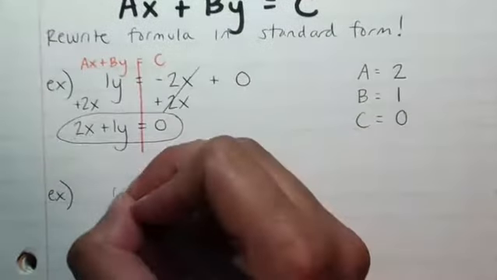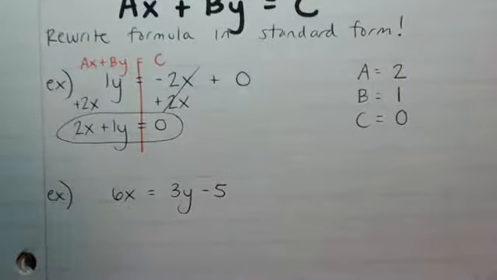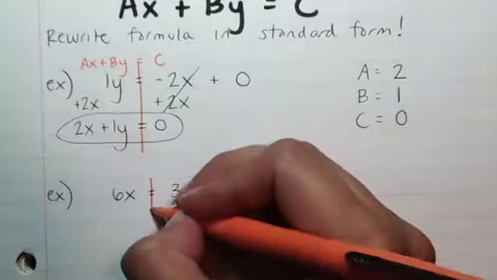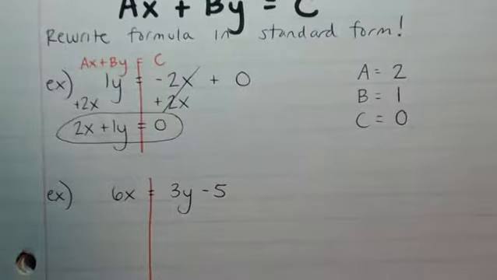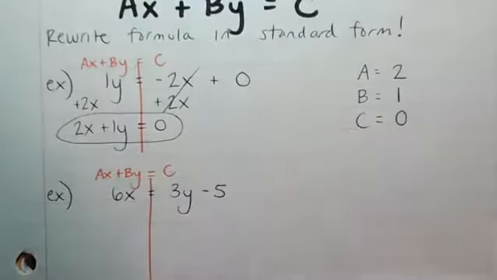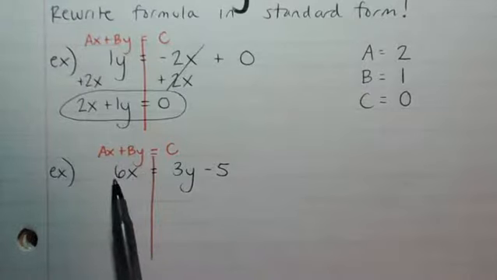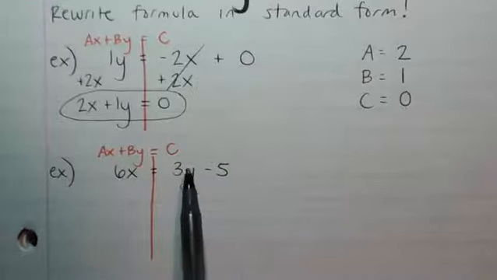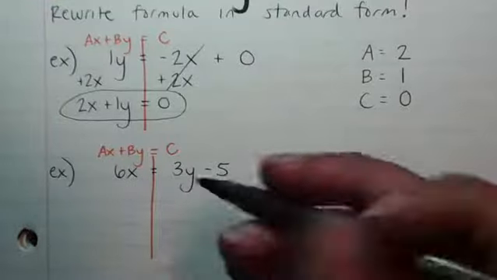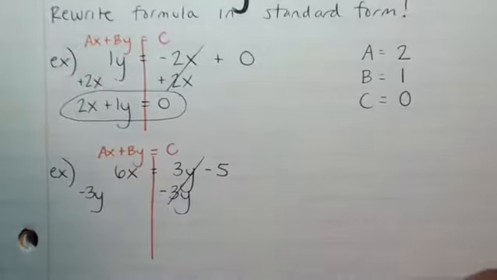Try this one. Let's do 6x is equal to 3y minus 5. Okay, we're going to go ahead and draw your line down the middle. If we want to convert this to x plus by is equal to c, I'm going to write x plus by on the left side equals c on the right side. And I want to solve. So I notice I already have the ax on the left side. I need to get the y on the left side as well. Right now it's a positive 3y. So to move that to the other side, I have to take away 3y on the right. And I'm going to take away 3y on the left.